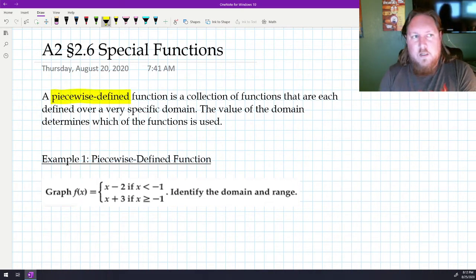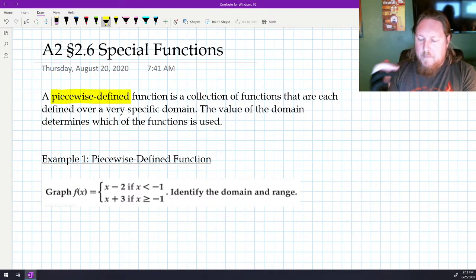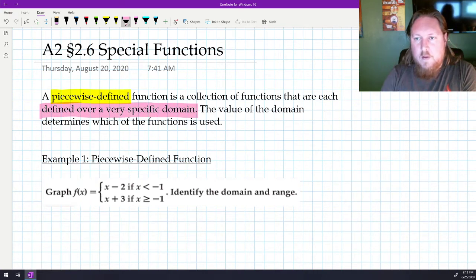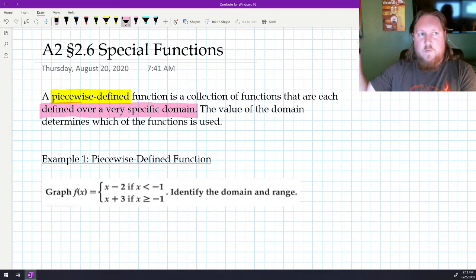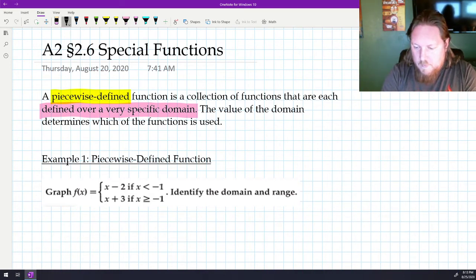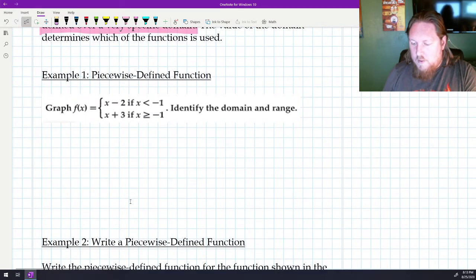The whole idea of this function is you have a lot of normal functions listed, but every single one of them is only defined over a very specific domain. All right? So the idea is you define a domain, you run the function for that domain, and that's it. And it doesn't go forever in each direction. It just fits that domain. So, we're going to graph a piecewise defined function here.